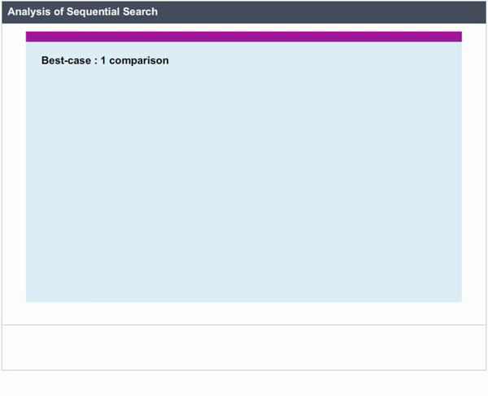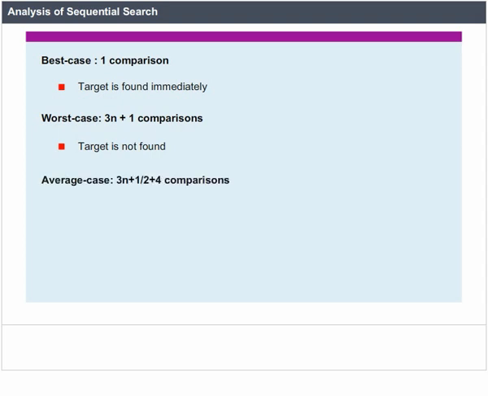Analysis of sequential search. Best case: 1 comparison, the target is found immediately. Worst case: 3n plus 1 comparisons, the target is not found. Average case: (3n plus 1) by 2 plus 4 comparisons, the target is found in the middle. Space efficiency: how much space is used in addition to the input?